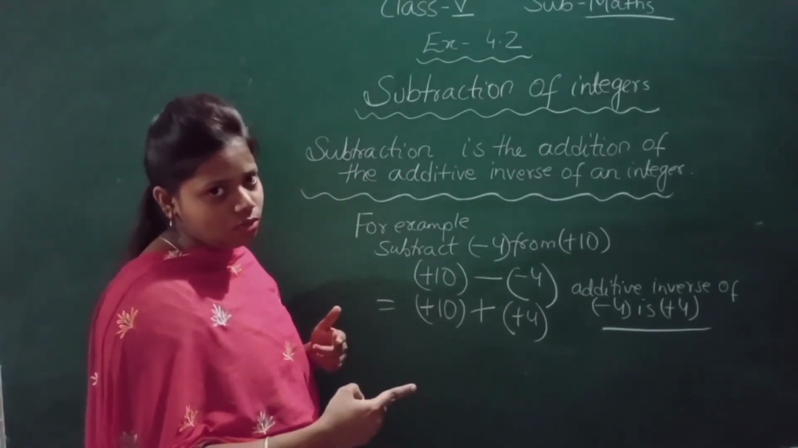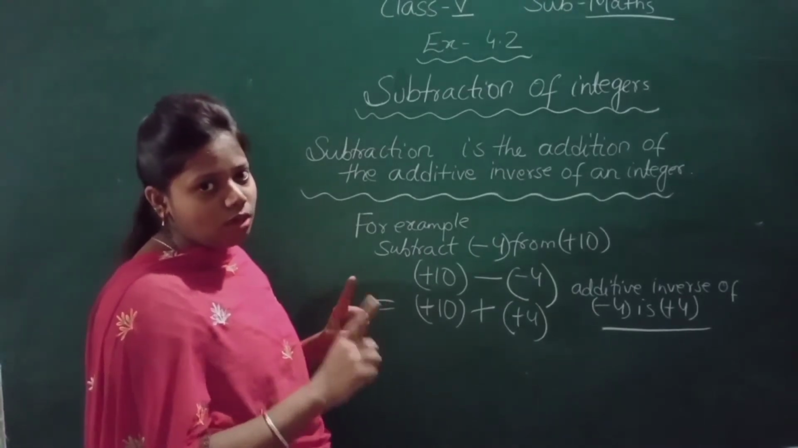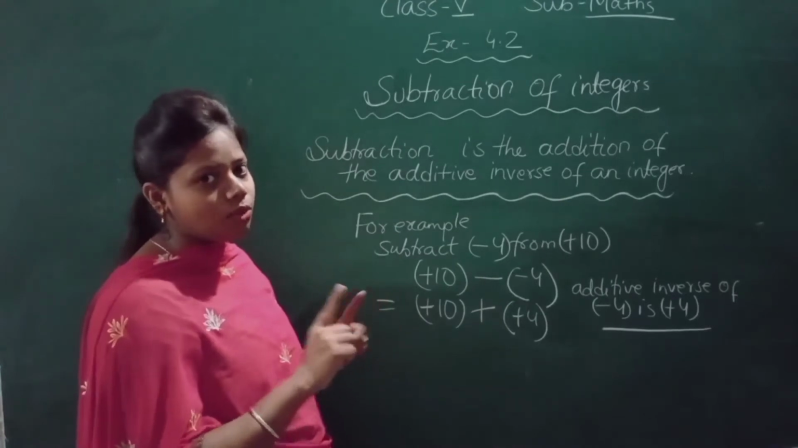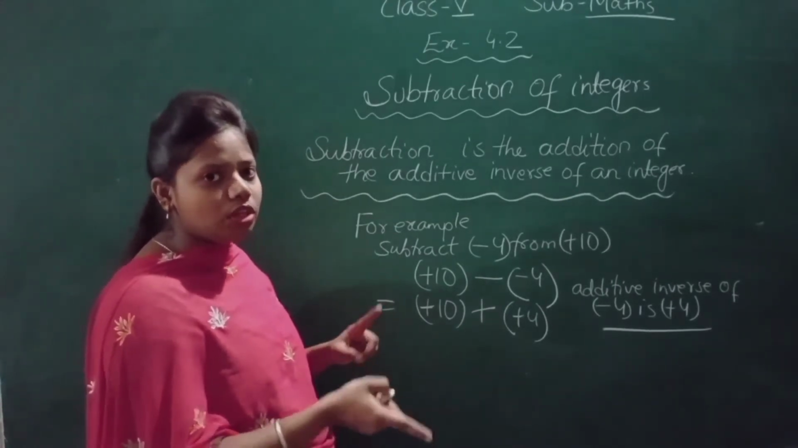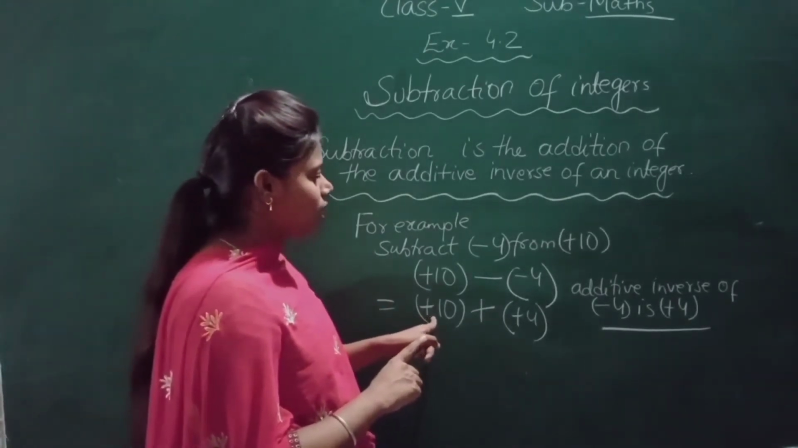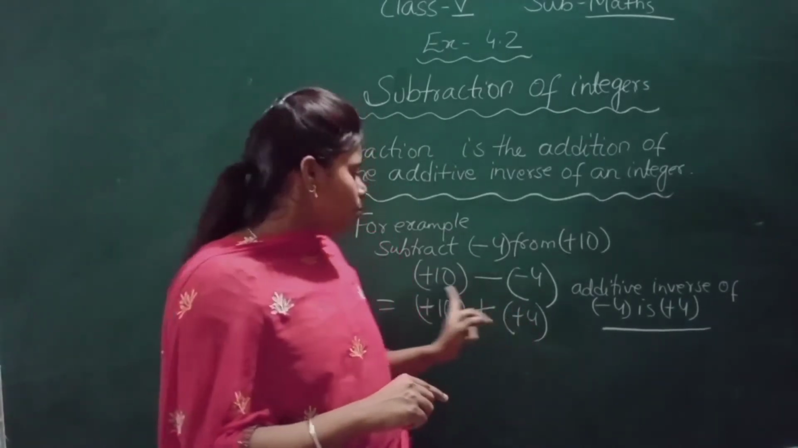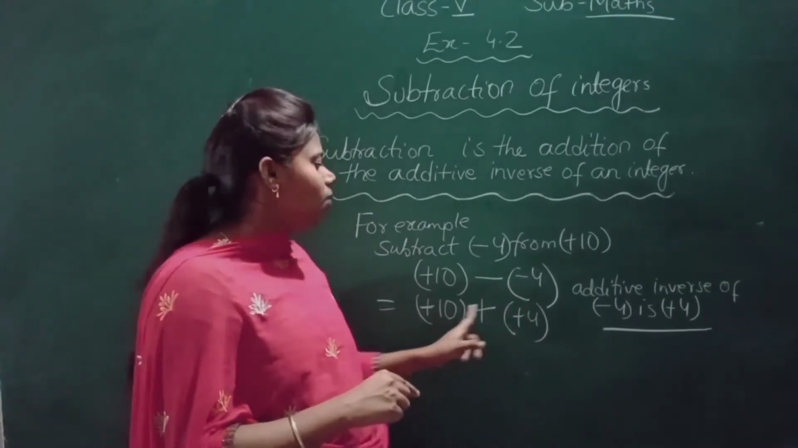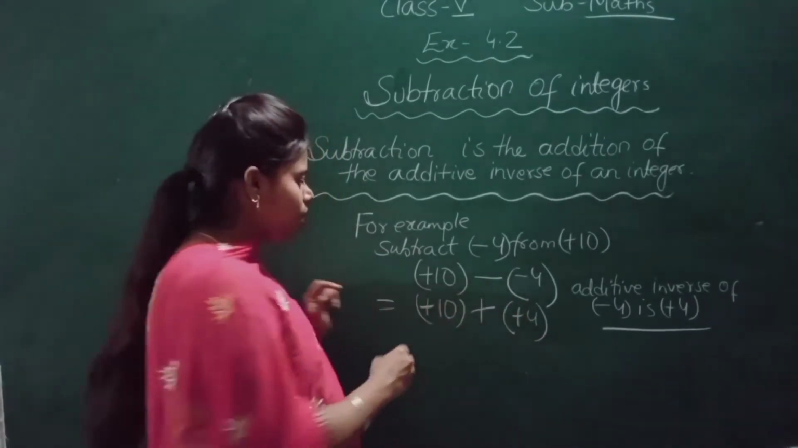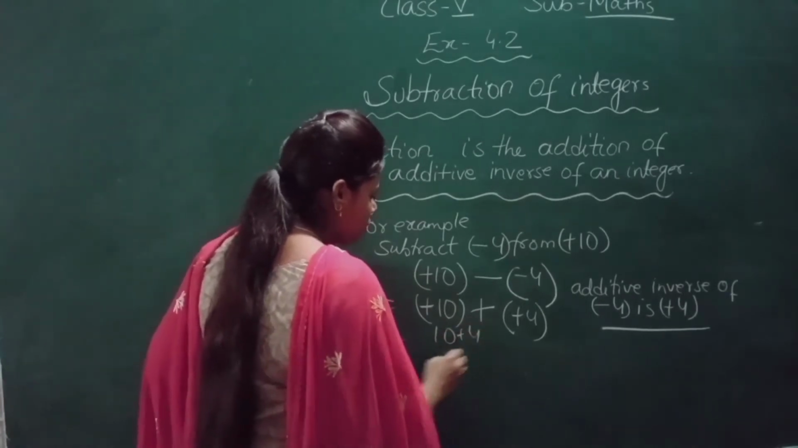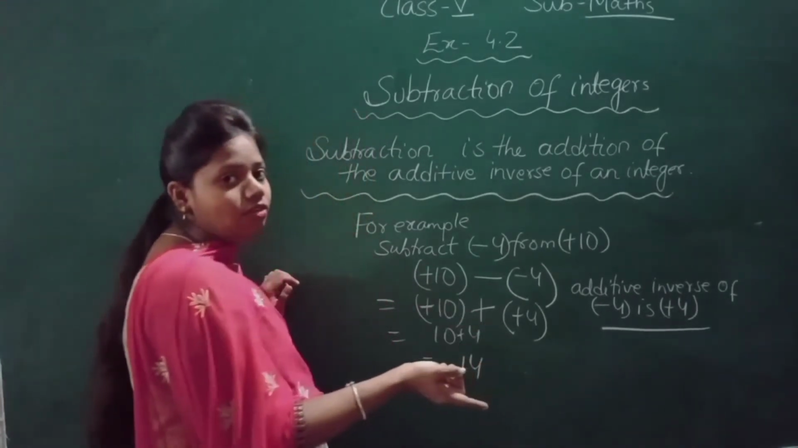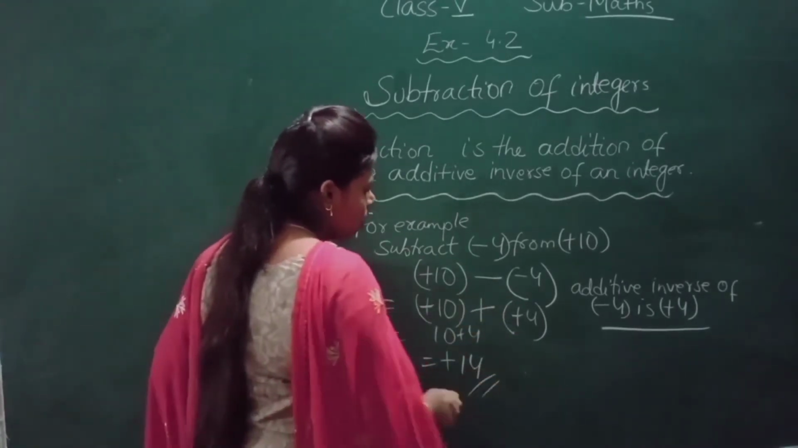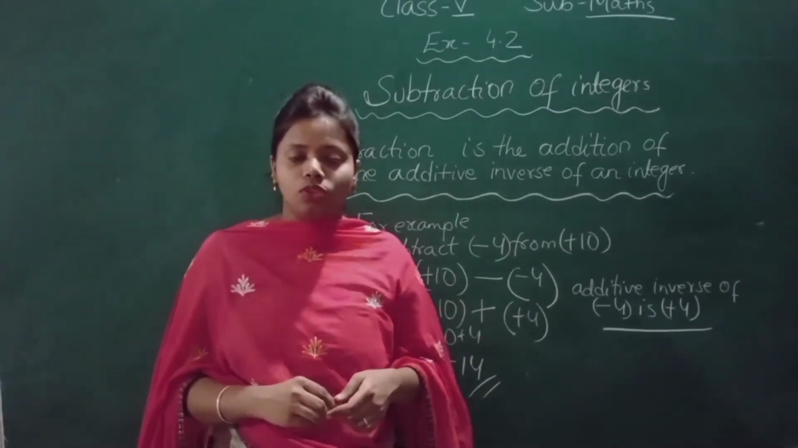I have told you about the rules: when the two signs of the integers are the same, what do you have to do? We have to add and put the same sign. So this is plus 10, this is plus 4. Both integers have the same sign, plus plus. So we add. 10 plus 4 is 14. And which sign will we put? We will put the plus sign because both signs are the same. So this is the answer. In this way we are going to do the subtraction.